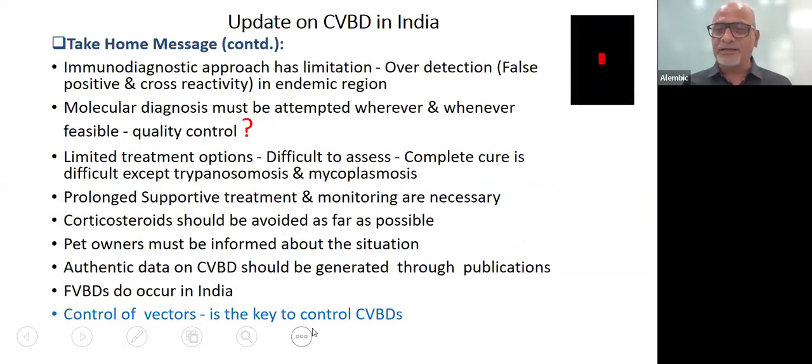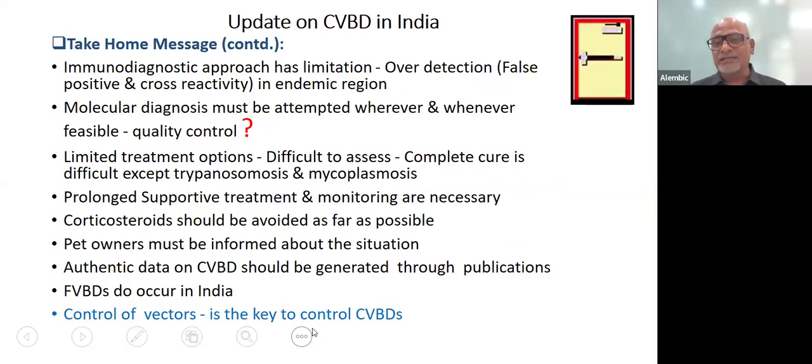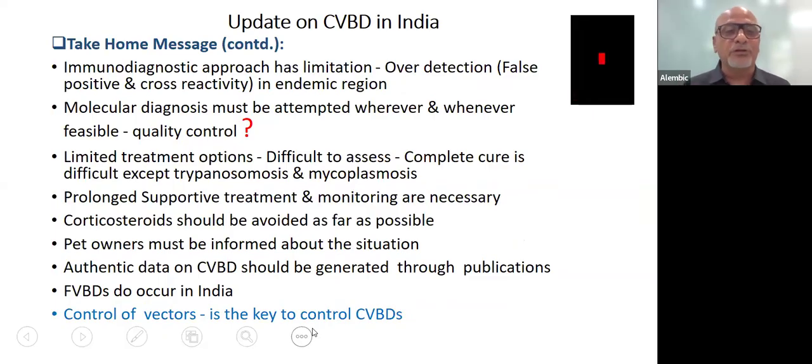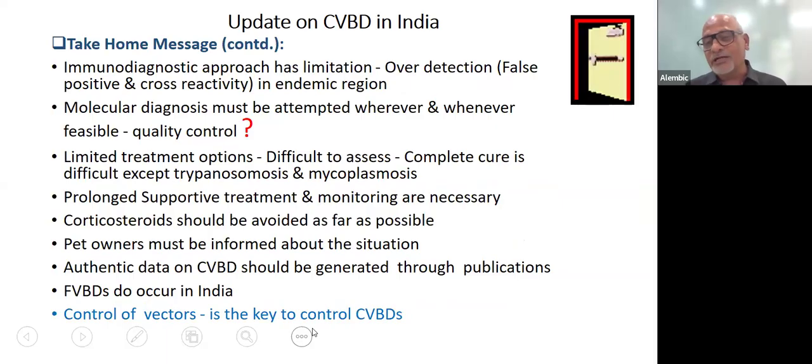Immunodiagnostic approach, I think I have explained it very nicely: early diagnosis is a problem and cross reactivity is also a problem. And in an endemic region, it is a major question whether it is a current infection or a past infection. Molecular diagnosis, yes, is better than the previous two, but it is expensive. And again, molecular diagnosis, don't follow it blindly.